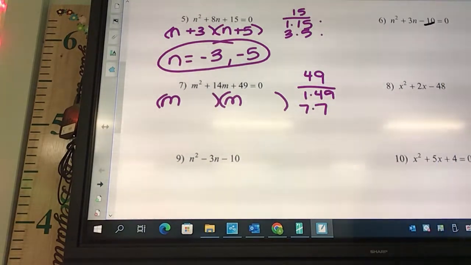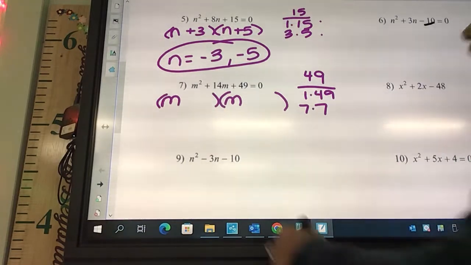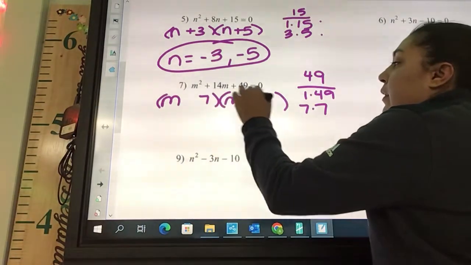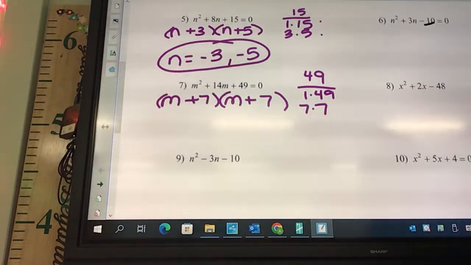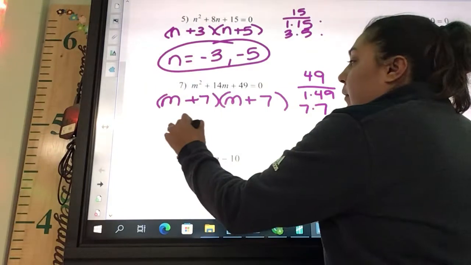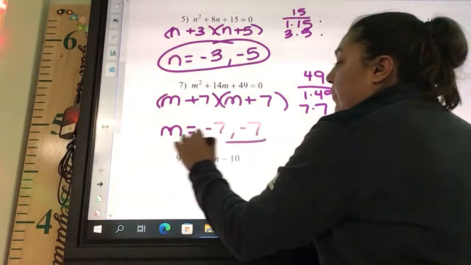Okay, how could I get a 14? 7 and 7, and I need a positive 14. Plus, plus. Do we stop or keep going? We keep going. And what's my answer going to be? M equals -7, comma, -7.